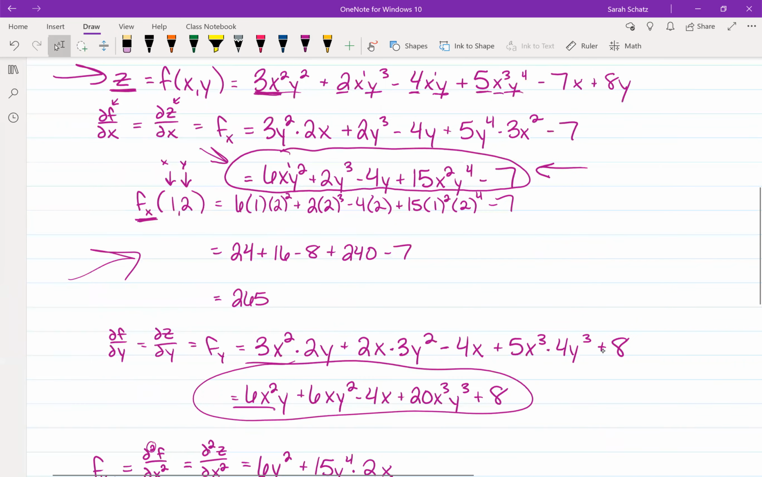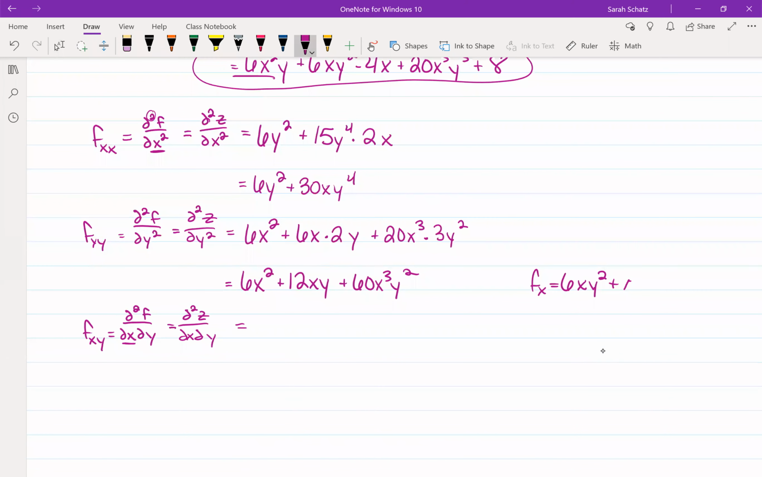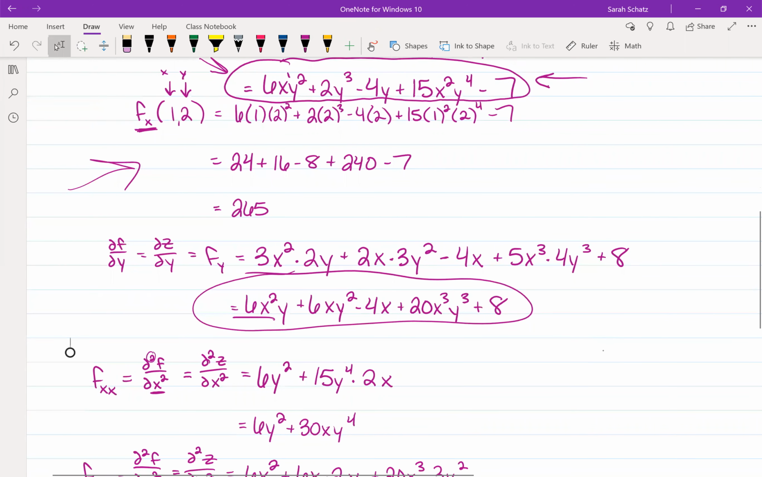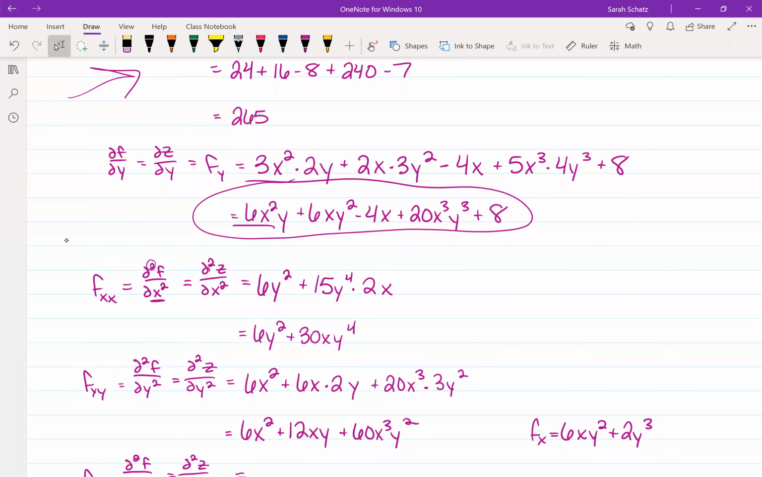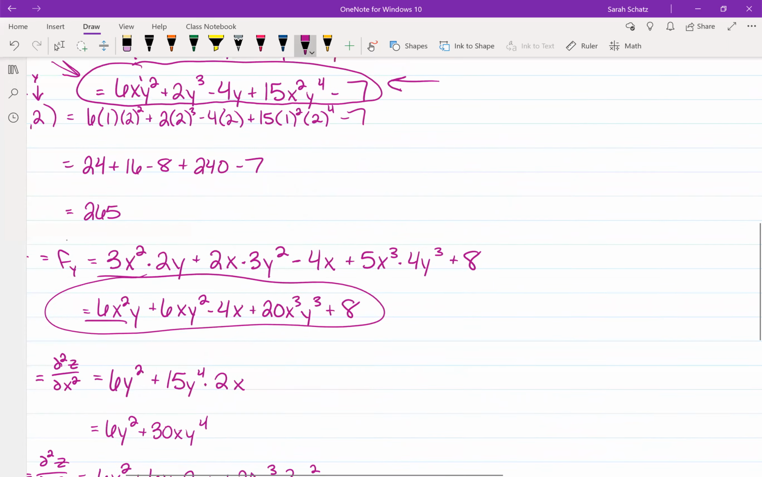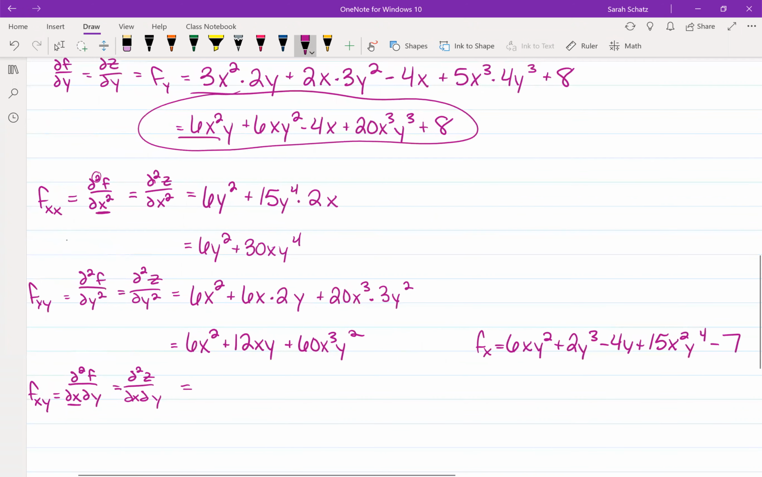Okay, so I had 6xy squared plus 2y cubed. Now I've already forgotten because my computer's going crazy. Minus 4y plus 15x squared y to the fourth. Then I think that last number was a constant, wasn't it? Minus 7, yeah. Okay, so it took forever, but I have the reference of fx down here now.